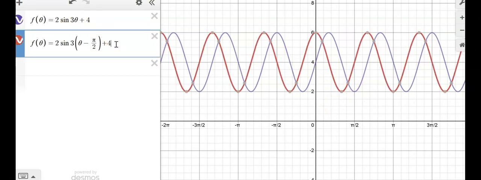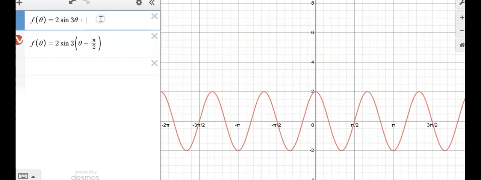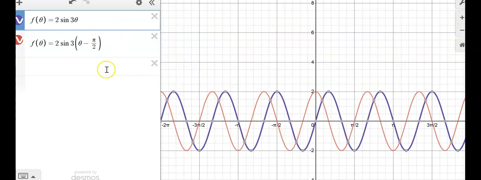To show you more clearly, let's just erase the plus 4, because we don't want to confuse you here. The blue one is 2 sine theta. Now talk about it again. If we put theta 0 here, 3 times 0 is 0, and sine 0 is 0. So you can see it's 0, right?